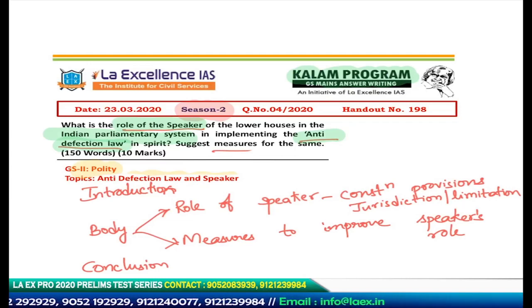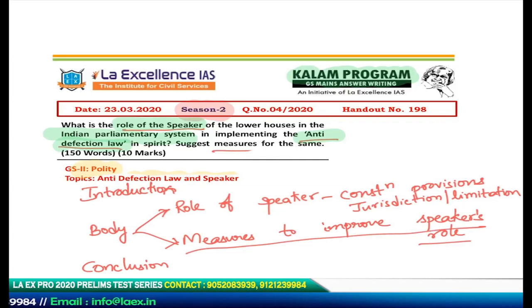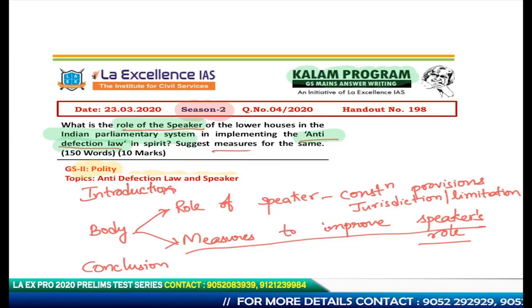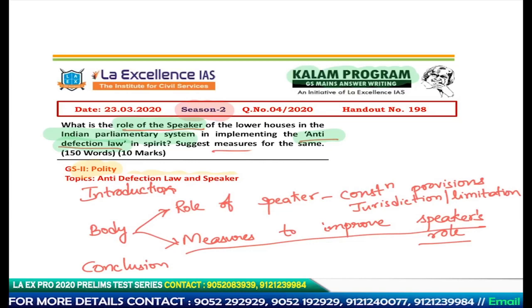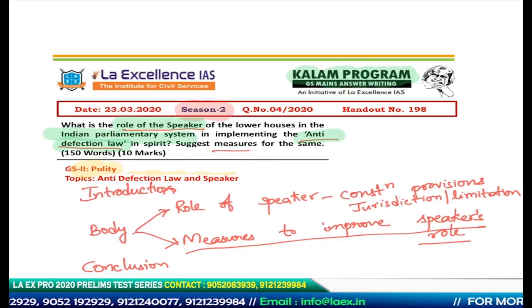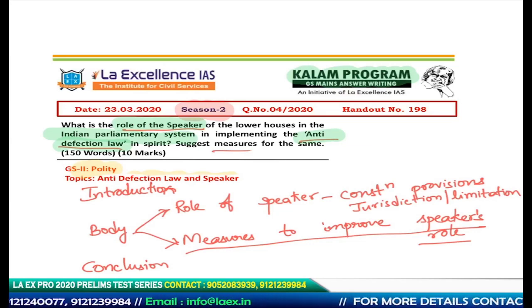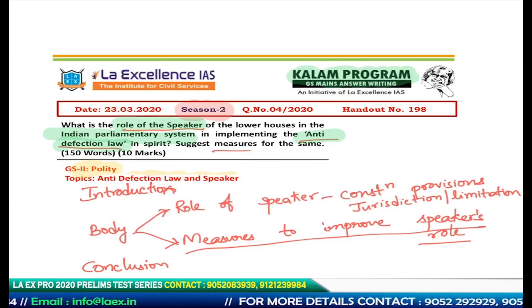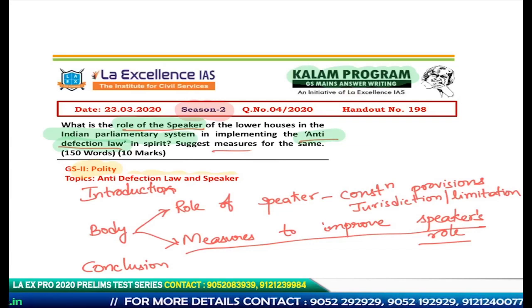Coming to the second part of the question, measures to improve the Speaker's role. See, this we will be able to answer only if we know that the Speaker's role in deciding about anti-defection law is declining, and he is being partial, or he is not maintaining neutrality while exercising his powers under anti-defection law. So you will have to mention somewhere about the declining role of Speaker in implementing anti-defection law, and then you can suggest the measures for the same.